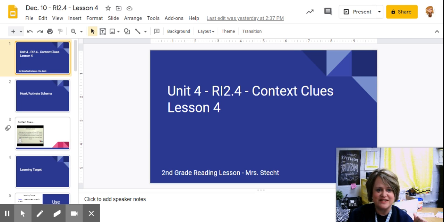Today is Thursday, and this is our last day that we will be meeting and talking about context clues. Tomorrow, you will be taking an assessment to see if you can figure out the meaning of unknown words by using the context clues that are in the sentence. So we are practicing just what we have been doing all week.